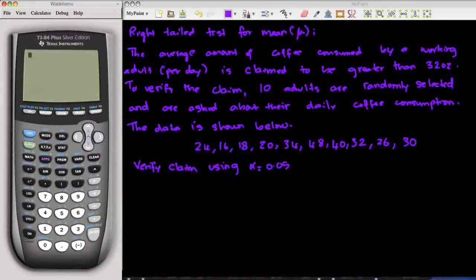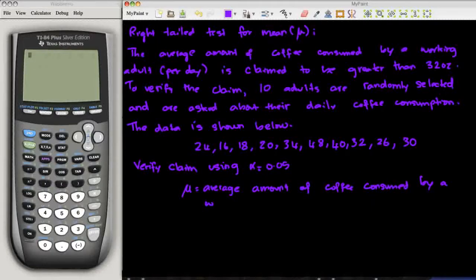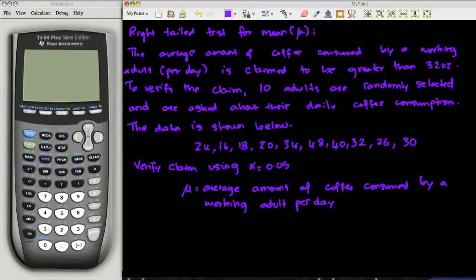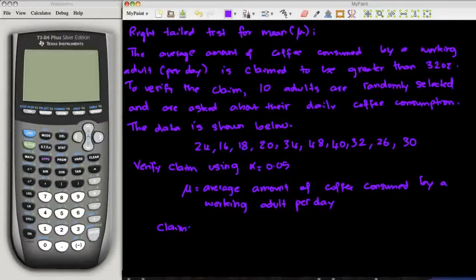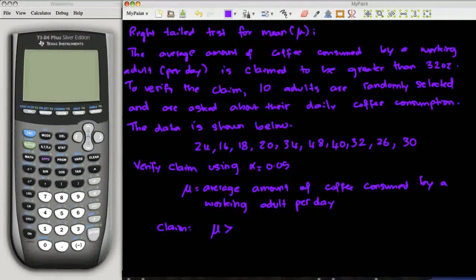So first you have to identify what we are testing for. We are testing for mu, which is the average amount of coffee consumed by a working adult per day. Now the claim is mu is greater than 32 ounces.